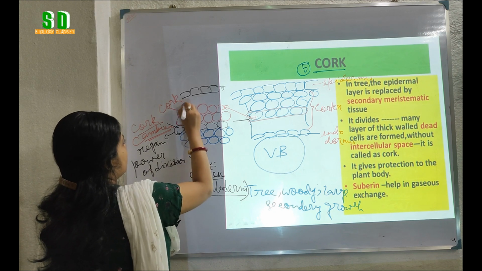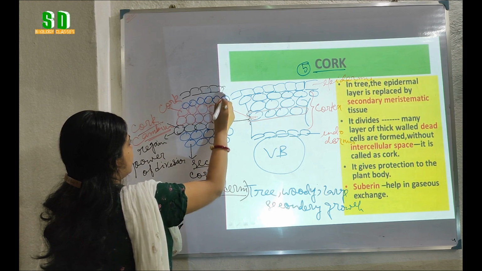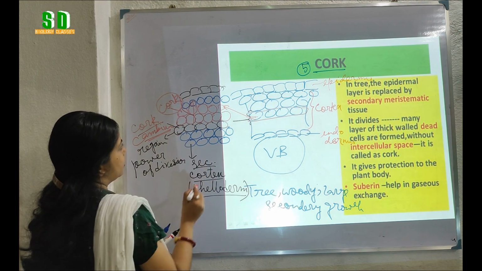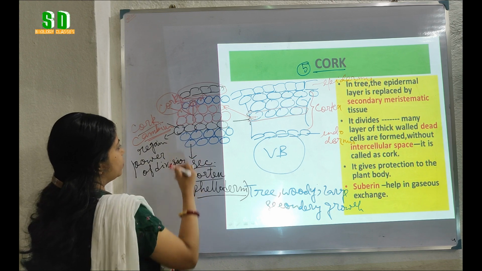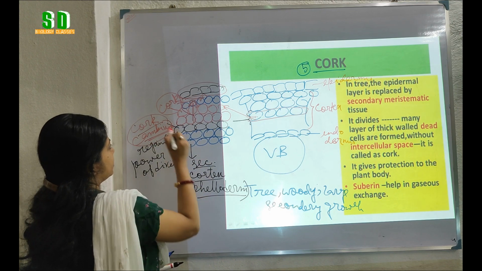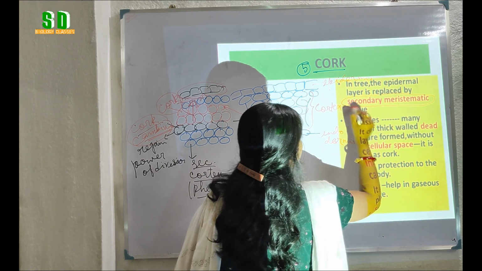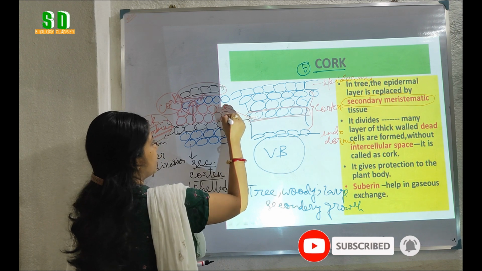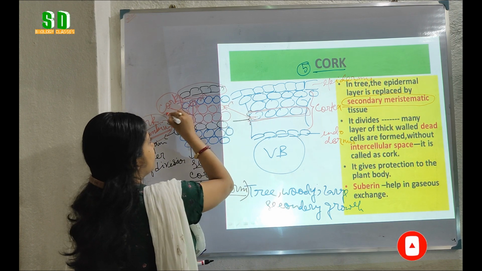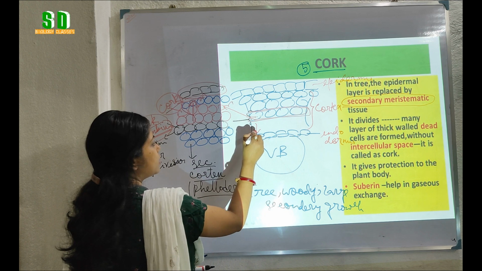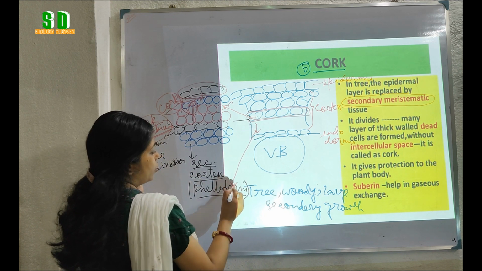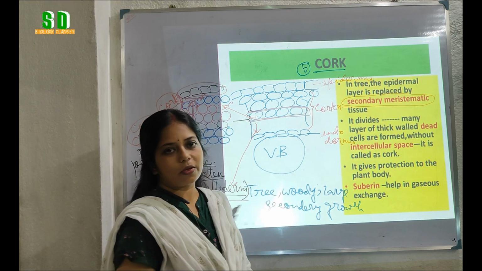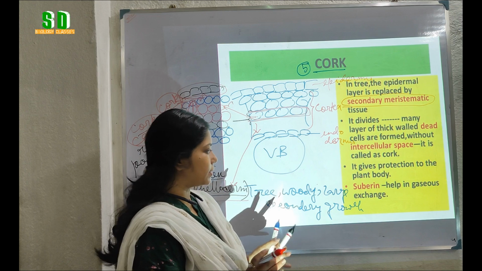Now more cells are added over here and it makes the cork layer. So in this way, the cork is formed during the secondary growth of the plant. So cork cambium is the secondary meristematic tissue in the cortex layer, which divides and adds a number of new cells on the outer side, called the cork, and new cells on the inner side, called the phelloderm. So in this way cork is formed and it is mainly made up of dead tissue without intercellular spaces.